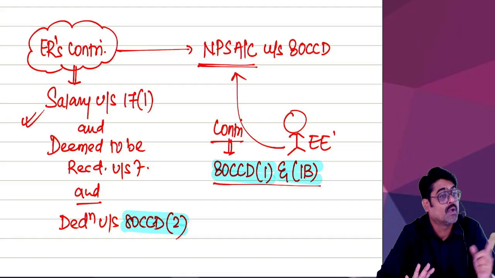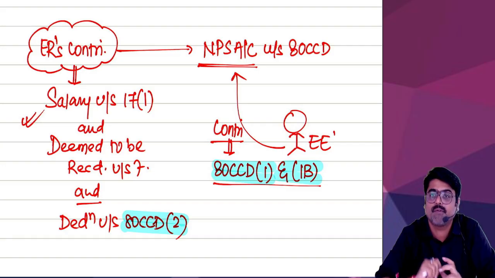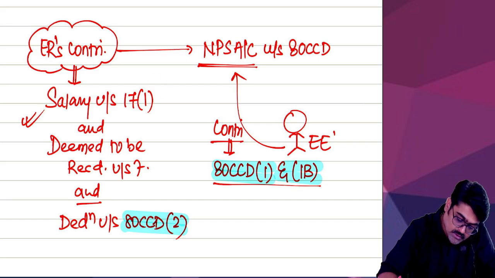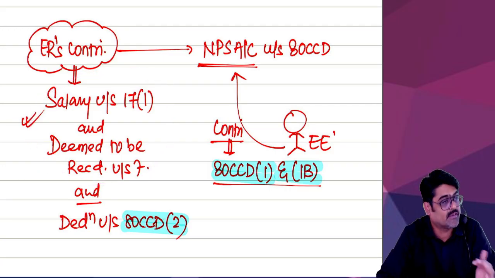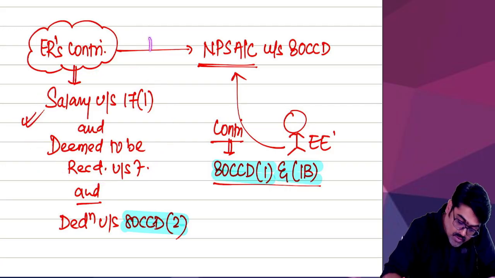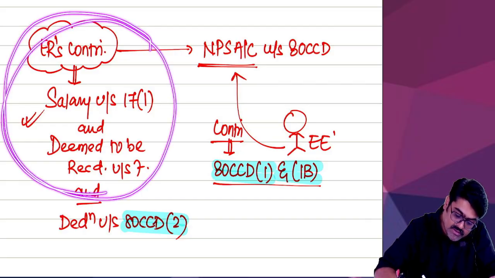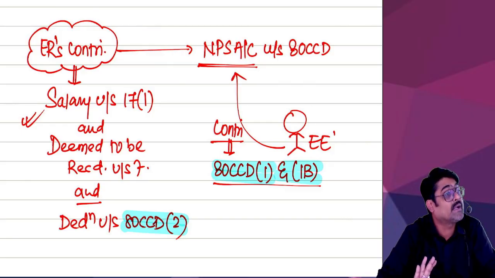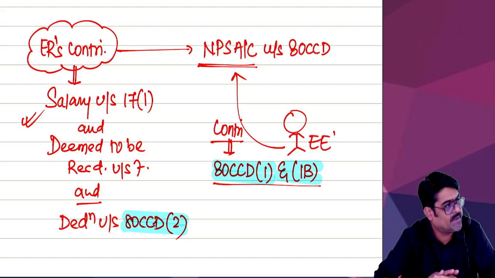Your employer's contribution to your NPS: the first effect is that it is taxable as your salary. And the second effect: the amount of employer's contribution which is taxable as your salary, later on we are going to take the deduction under 80 CCD. Will you remember this much? NPS contribution done.